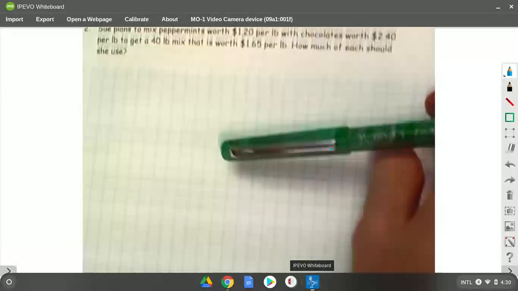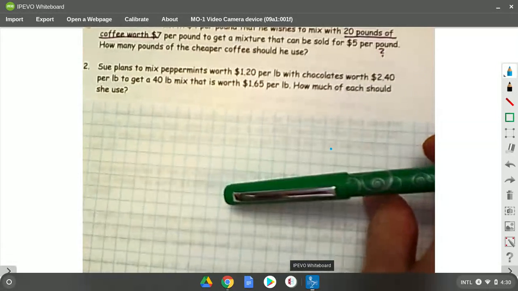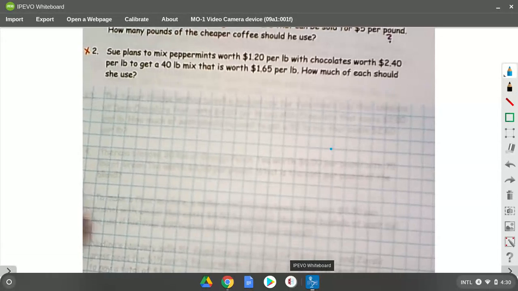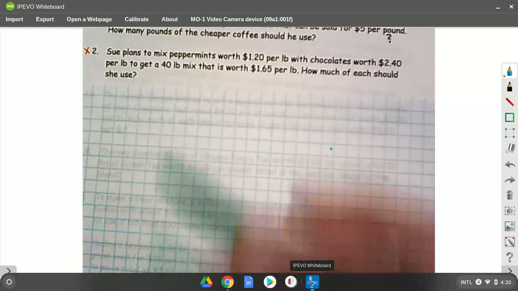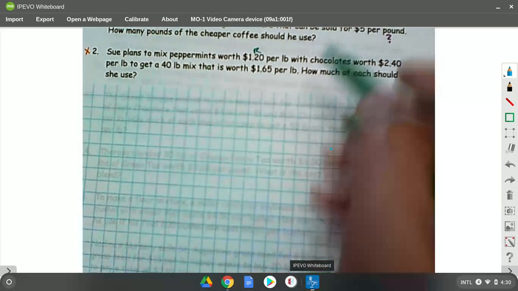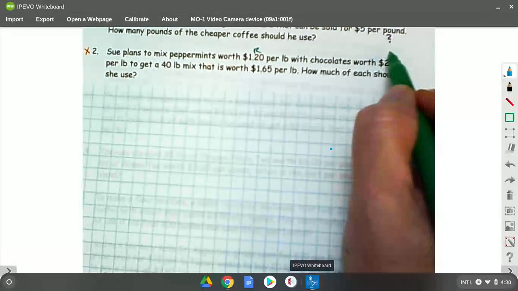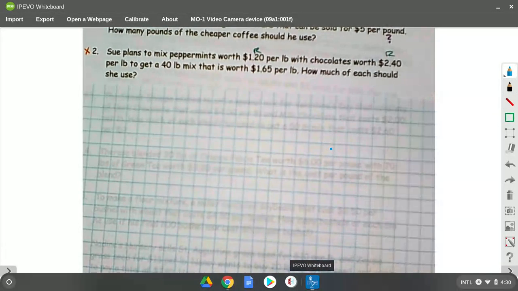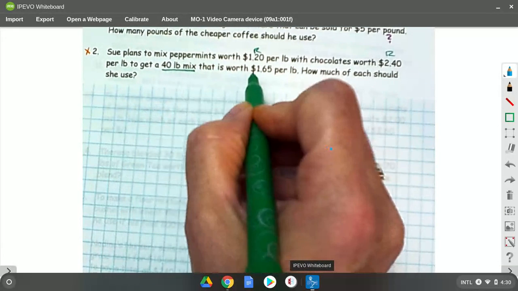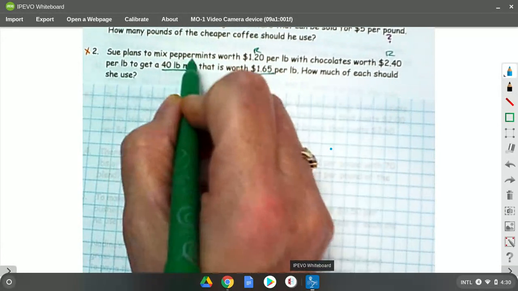So let's go. Sue here. All right. Sue plans to mix peppermints worth $1.20 per pound. So you see that $1.20 per pound. You know this is a rate. With chocolates that are worth $2.40 per pound to get a 40-pound mixture worth $1.65.